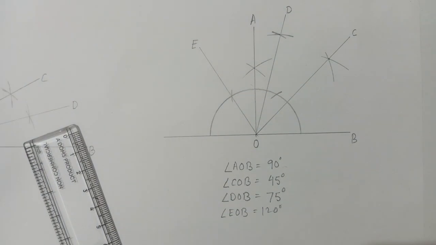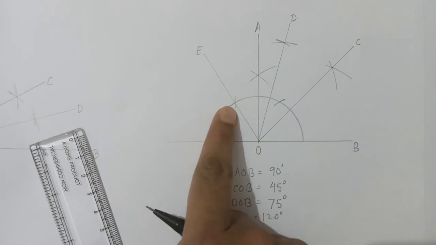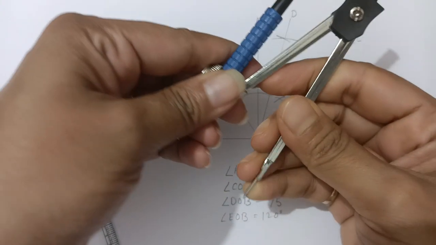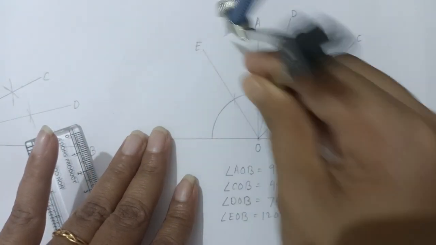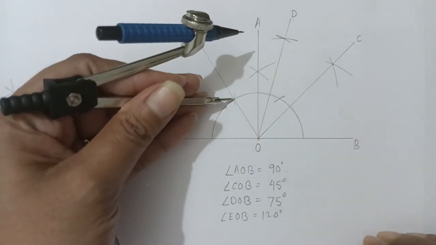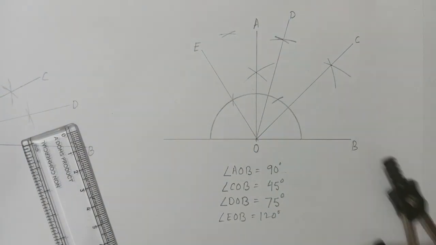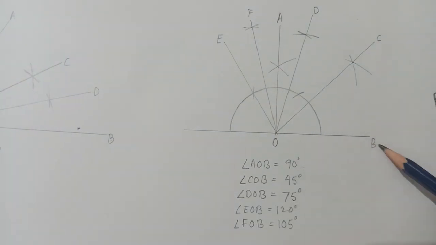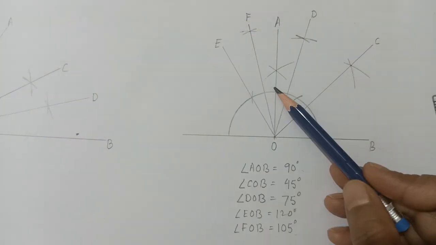Okay. So how to make angle 105? Place the pointer on the 90 degree angle and on the 120 degree angle, then you will get 105 degree. We can increase the compass length. This is 90 degree length. Done. So now we got angle 105, this FOB, this line. This is for angle 105 by bisecting 90 and 120.